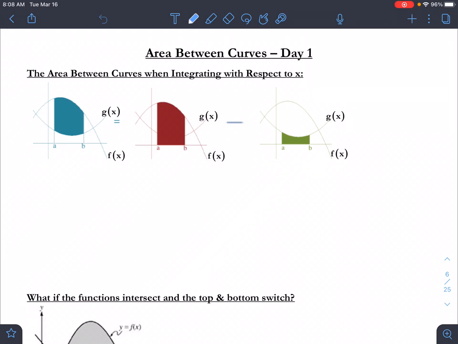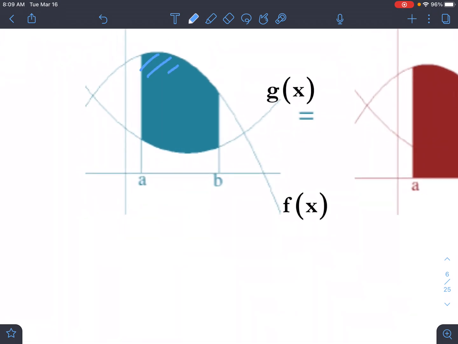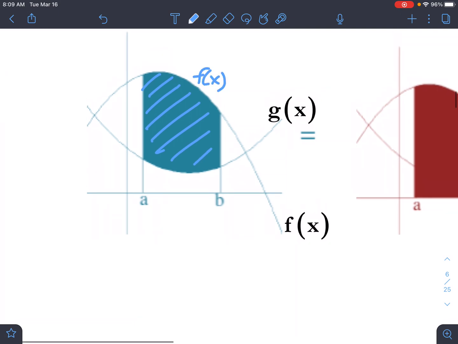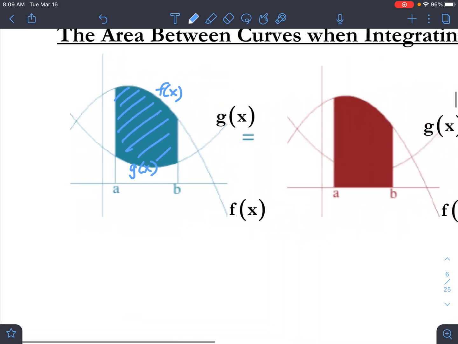Hey everyone, so today we're going to talk about area between curves. Specifically, we're going to talk about with respect to x, and we'll also be talking about with respect to y. So first, our goal here today is finding an area like this, where f of x is our top function and g of x is the bottom function. We want to find the area in between them.